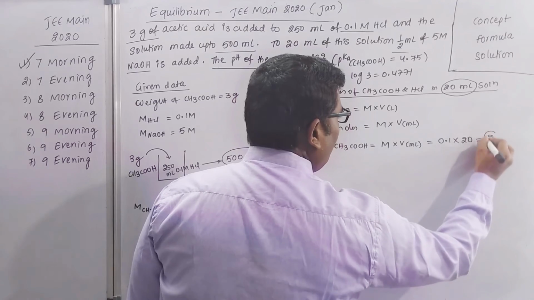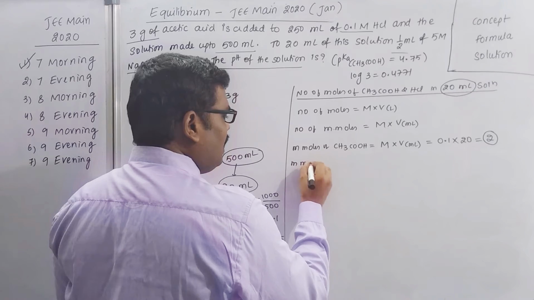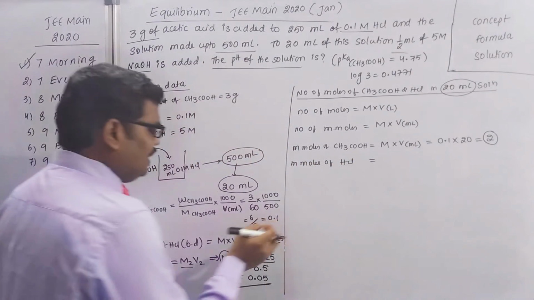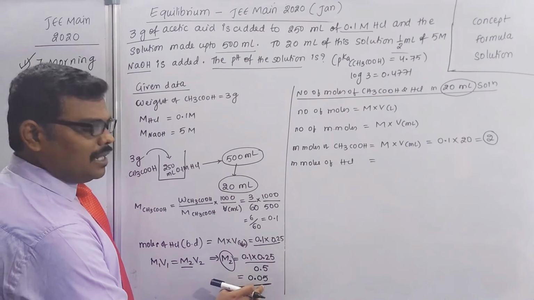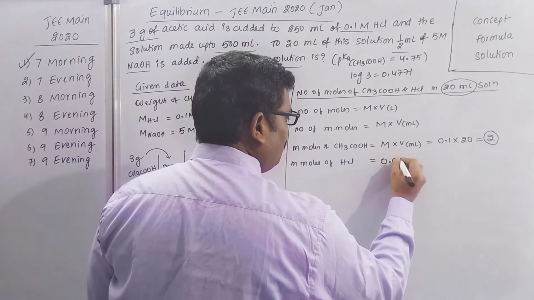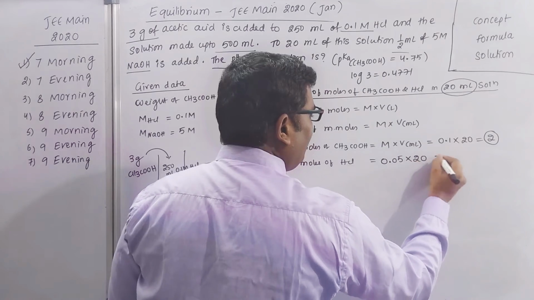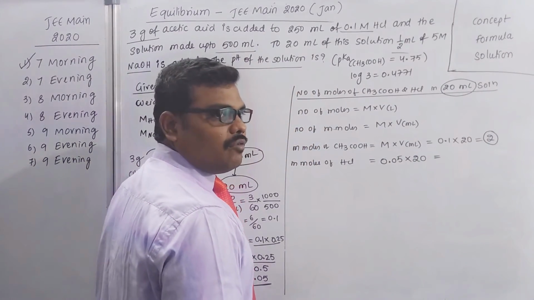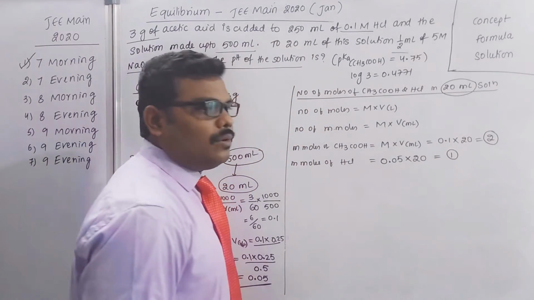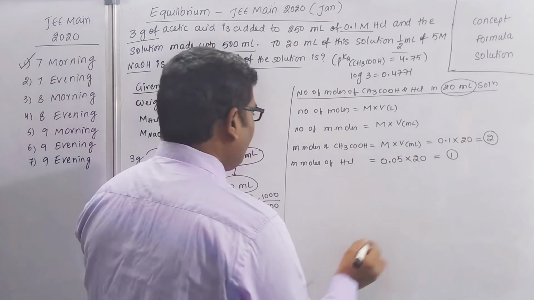Then we get 2 millimoles of acetic acid. Now we can calculate millimoles of HCl. That is equal to, what is the concentration of HCl in 500 ml? Molarity is 0.05 into, what is volume here? 20 ml. Volume is 20 ml. Then we get 1 millimole of HCl.